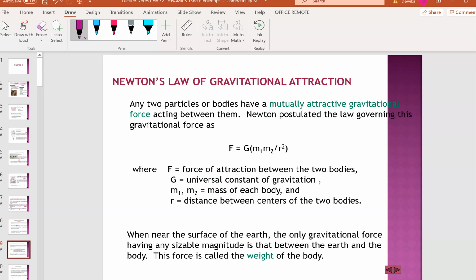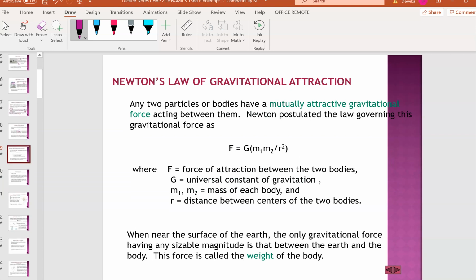Next we have Newton's law of gravitational attraction: F equals G m1 m2 over r squared. G is the universal gravitational constant and m is mass. Two objects with mass have a mutually attractive gravitational force between them. Any object at all has a mutual attraction, but the force is weak. That's the reason why we don't feel the force pulling each other.